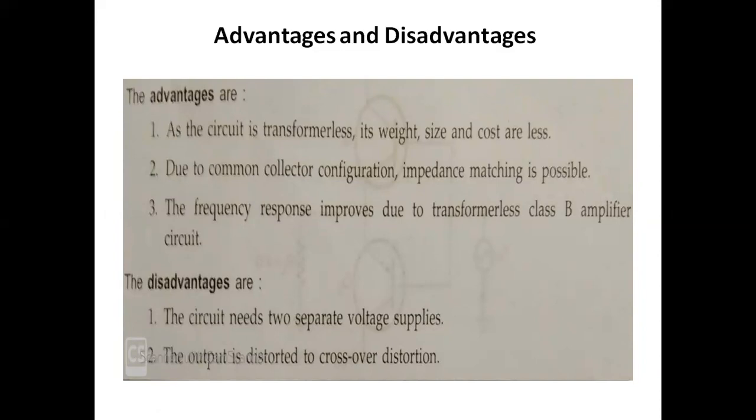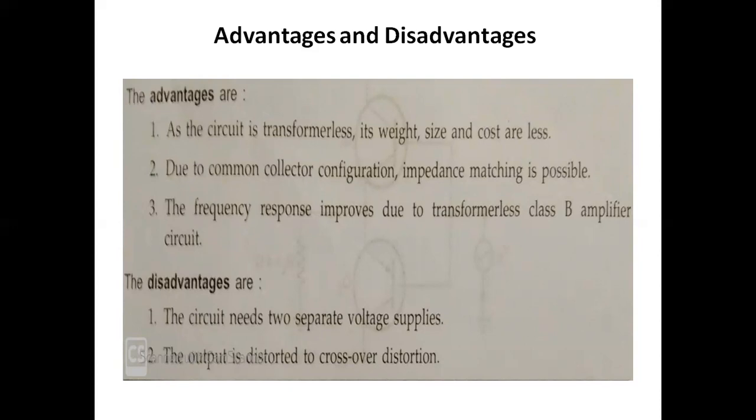So what are the advantages we have? First one, the circuit is a transformerless circuit. We are not using any transformer in the circuit. So that's why its weight, size and cost are also less. If you are using a transformer, the cost will be high, the weight also, and the circuit also becomes bulky. Here there is no transformer, so that's why weight, size and cost are also less.